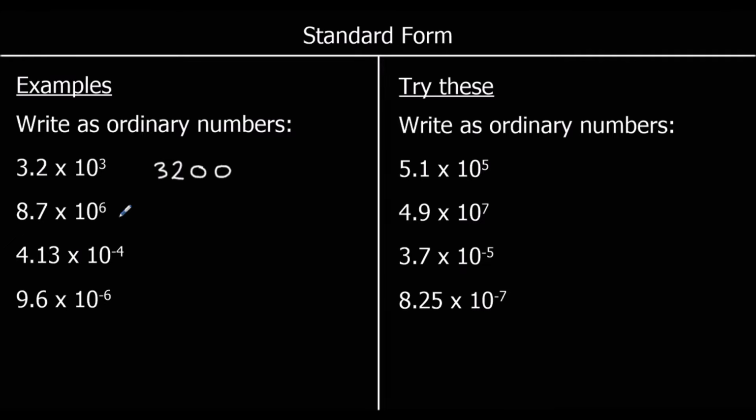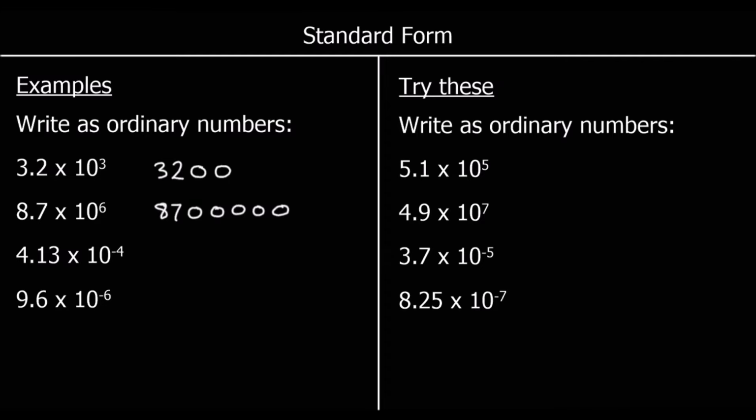8.7 times 10 to the power of 6. So times 10 once is 87. Twice, 870. 3, 4, 5, 6. So that's 8,700,000. And the power of 6 is always millions.